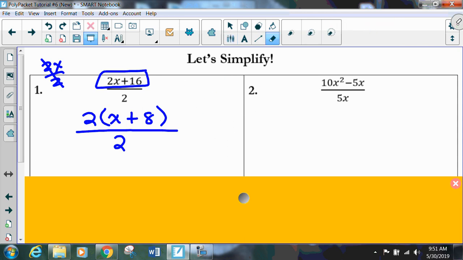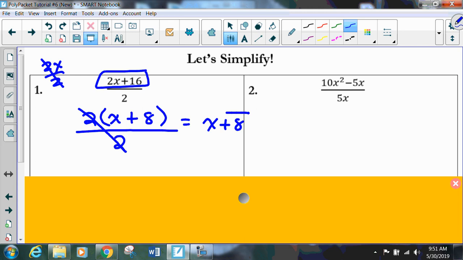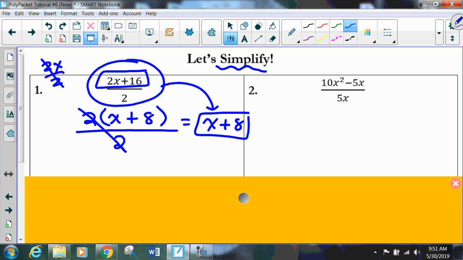Whew, lots of rules. Practice is going to help us. So here we go. I'm going to say, oh, we've got 2 times the whole quantity x plus 8. I'm allowed to do this. And my answer is x plus 8. So simplify means take something like 2x plus 16 over 2 and simplify it down, right? Doesn't that look more simple? Is that a word, more simple? Doesn't that look less complicated?